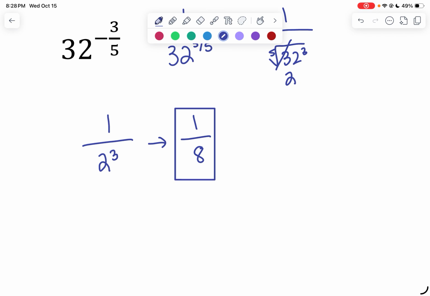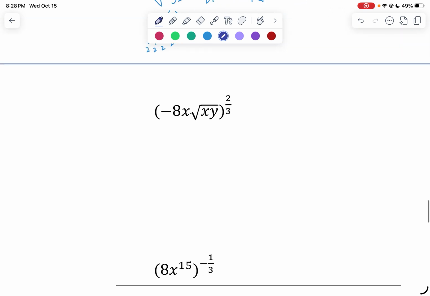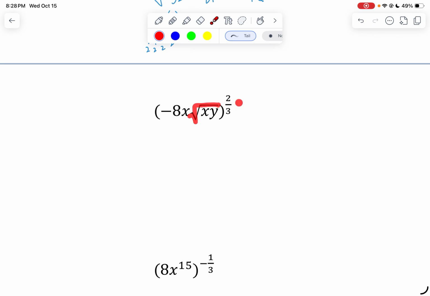Little ones like that, you should know. Like you probably know 2 cubed, 3 cubed, 4 cubed. You should know those. So it's fine to just write those ones out. Okay. Over here, you have a mix. I have one in radical form and I have one in rational form. Okay. So I'm going to convert everything to rational form and I'm going to go from there.